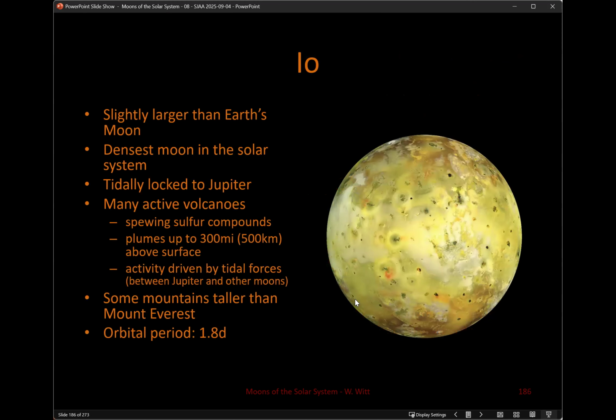Io here is slightly larger than Earth's moon. It's the densest moon in the solar system, tightly locked to Jupiter, and has many active volcanoes spewing sulfur compounds. The plumes can get really high, 300 miles high. This is why the surface looks so yellow. It's that sulfur. Some of the mountains that have formed here are taller than Mount Everest, the tallest mountain here on Earth. This guy is also quite fast. Its orbital period is 1.8 days, and if we look at it through a telescope during the observing night, you can often see it move and change position in just one night's observing session.